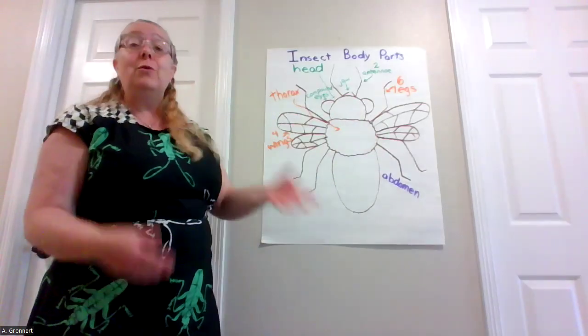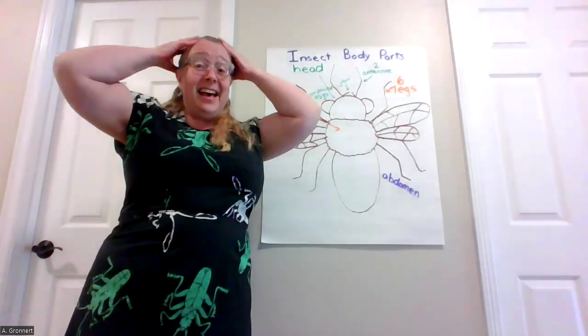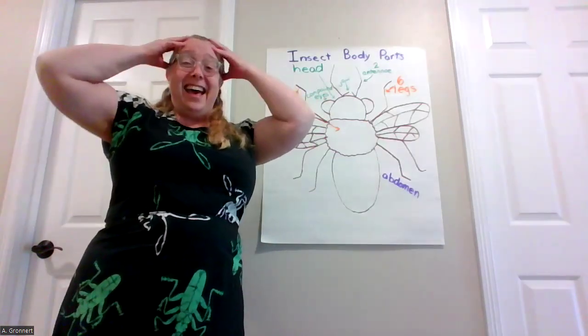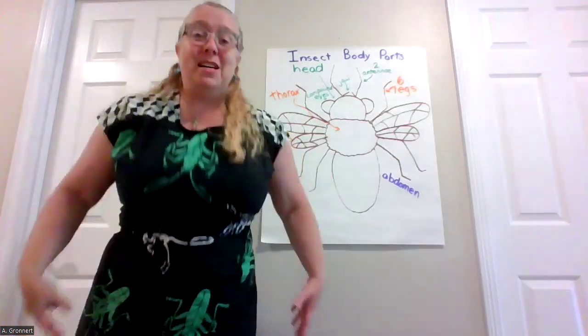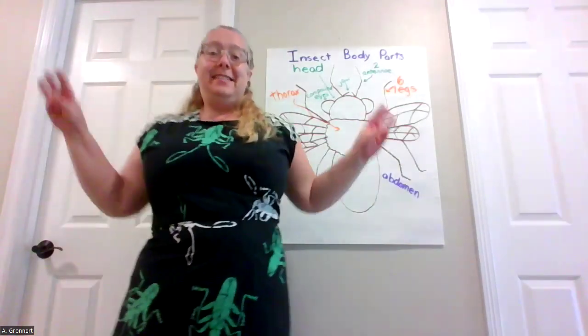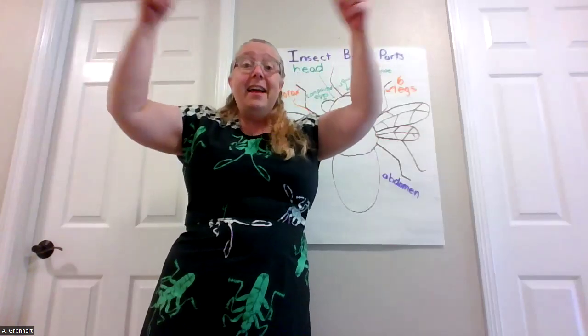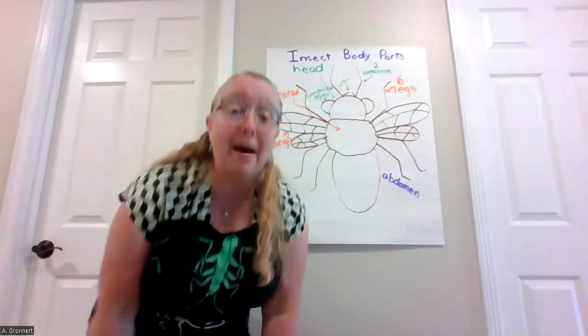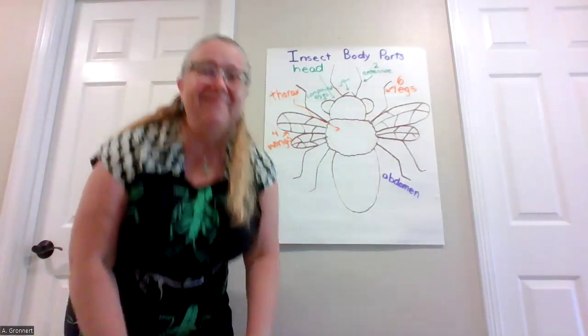After we do this, we'll go ahead and sing: Head and thorax, abdomen, abdomen. Head and thorax, abdomen, abdomen. 6 legs, antenna, and compound eyes. Head and thorax, abdomen, abdomen.